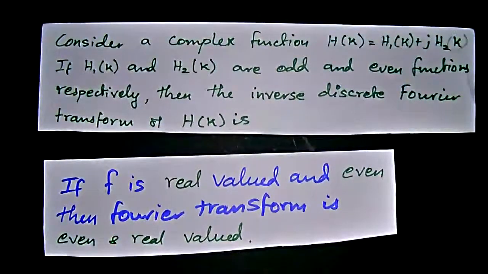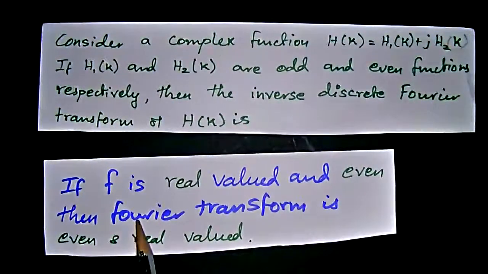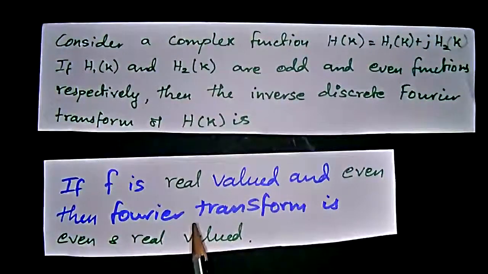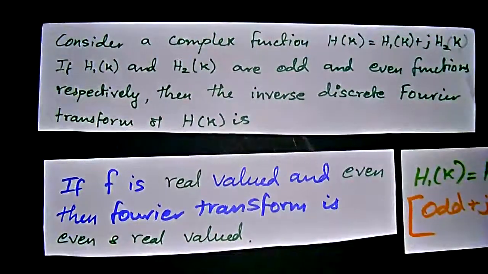What the property is saying is that if the function is real valued and even, if the function given in the problem is real valued and even, the Fourier transform, which is applicable to the inverse as well as continuous and discrete, will come out even and real valued. Here we have the real value, even value and real.